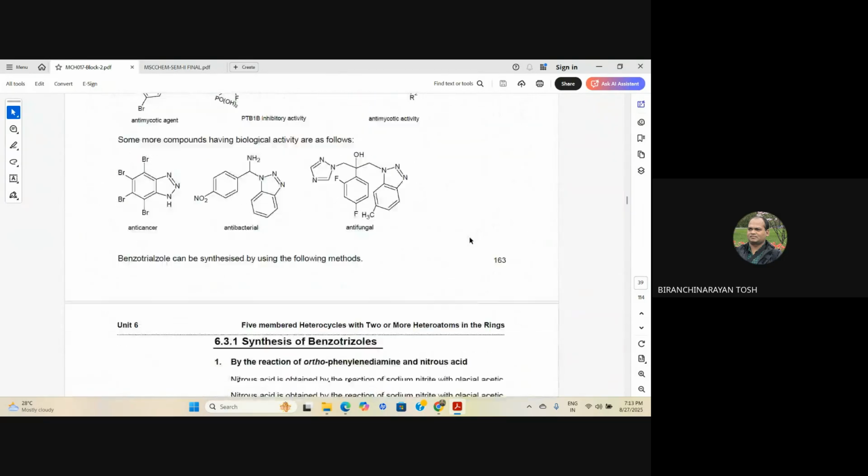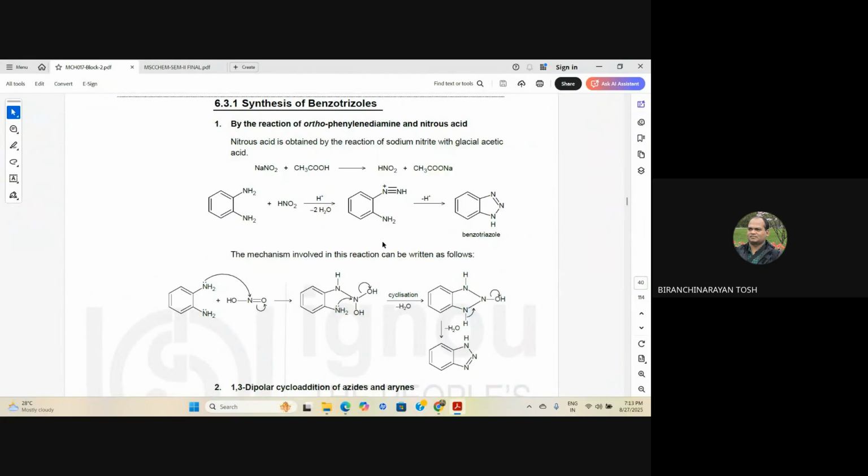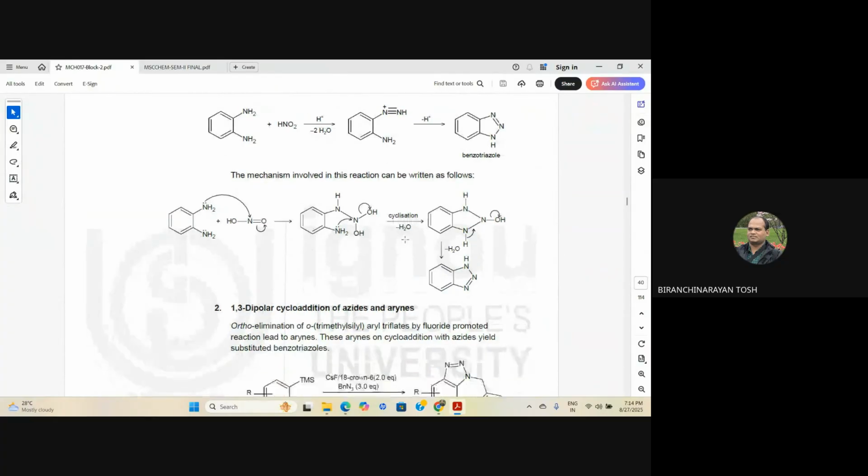So moving towards the synthesis, by reaction of orthophenylenediamine and nitrous acid. Sodium nitrite and acetic acid produce nitrous acid. When nitrous acid reacts with orthophenylenediamine, it gives this intermediate, which upon removal of H+ produces the benzotriazole. The mechanism is this one.